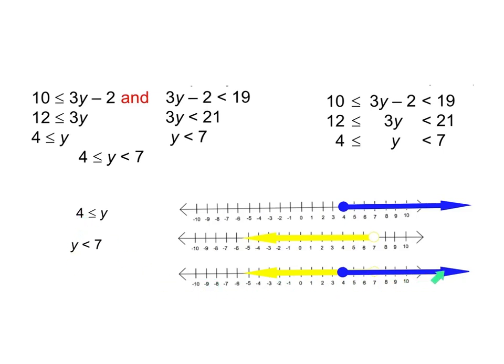Now, for an and, basically the solution needs to be the intersection of those 2 lines. Okay? The intersection of those 2 lines, because the solutions for y have to satisfy both. It has to be greater than or equal to 4 and less than 7. So it has to be both of these. And the only place where y is greater than or equal to 4 and also less than 7 is right here in this section here, and it'll look like this.